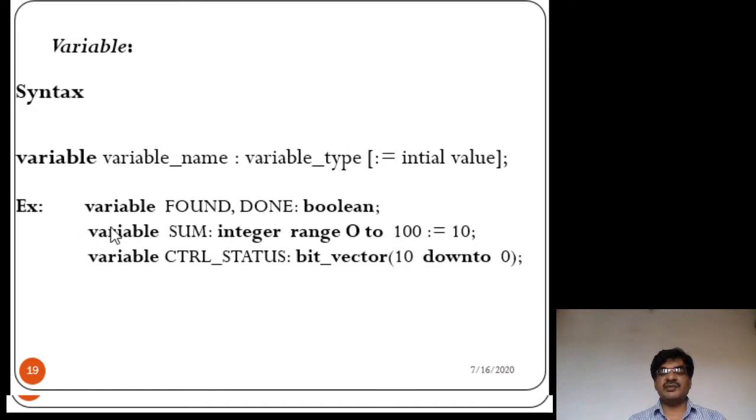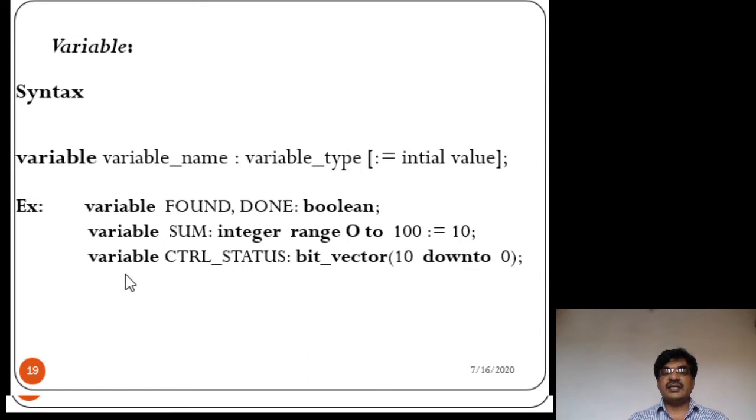Coming to the second variable declaration, the variable name is sum, colon, data type is integer range 0 to 100, colon equal 10. That means sum is an object of class variable. It can accept integer data type, and that too only in the range 0 to 100. The integer value accepted by sum must be in the range 0 to 100. The initial value is 10.